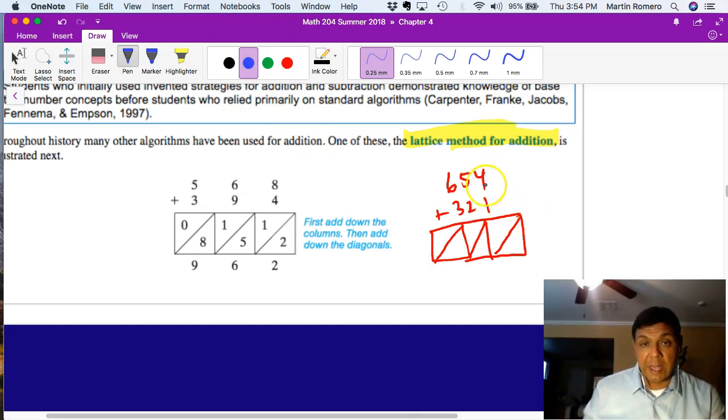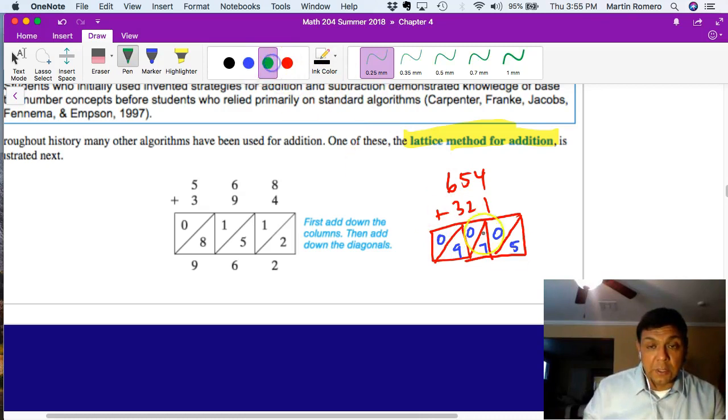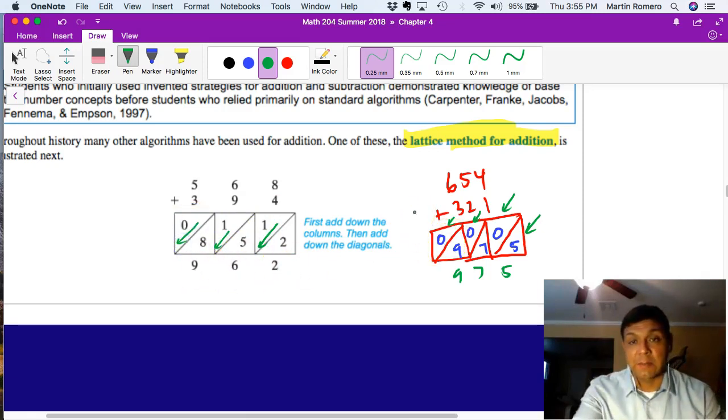And then you go ahead and add the 4 plus 1 is 5. So you get 0, 5. The next value, 5 plus 2 is 0, 7. 6 plus 3 is 0, 9. And then what you do is you add in this direction diagonally to get your answers. And so you get 5, 7, 9, 975. So you can see here what happens on this other one. You add in this direction to get your values. And so that's what's called the lattice method for addition.